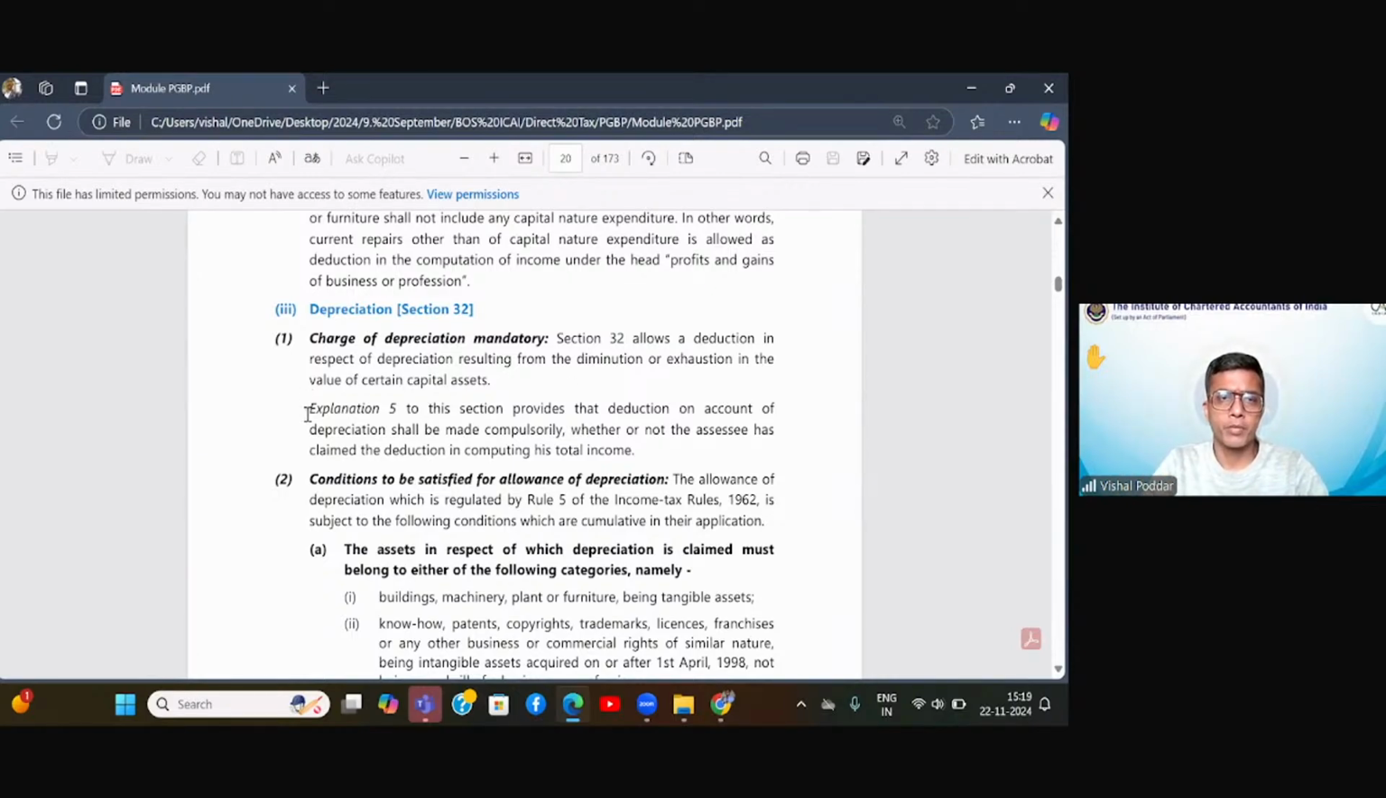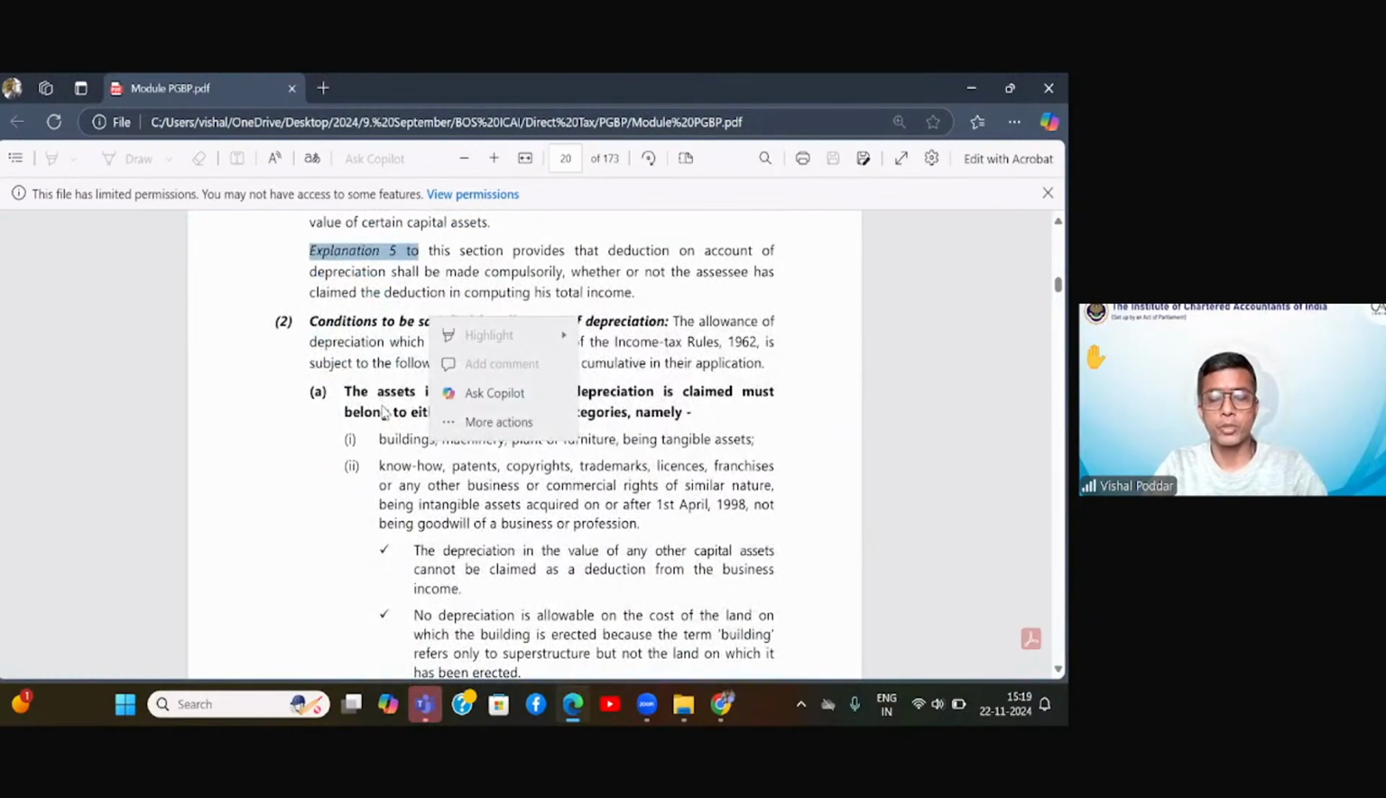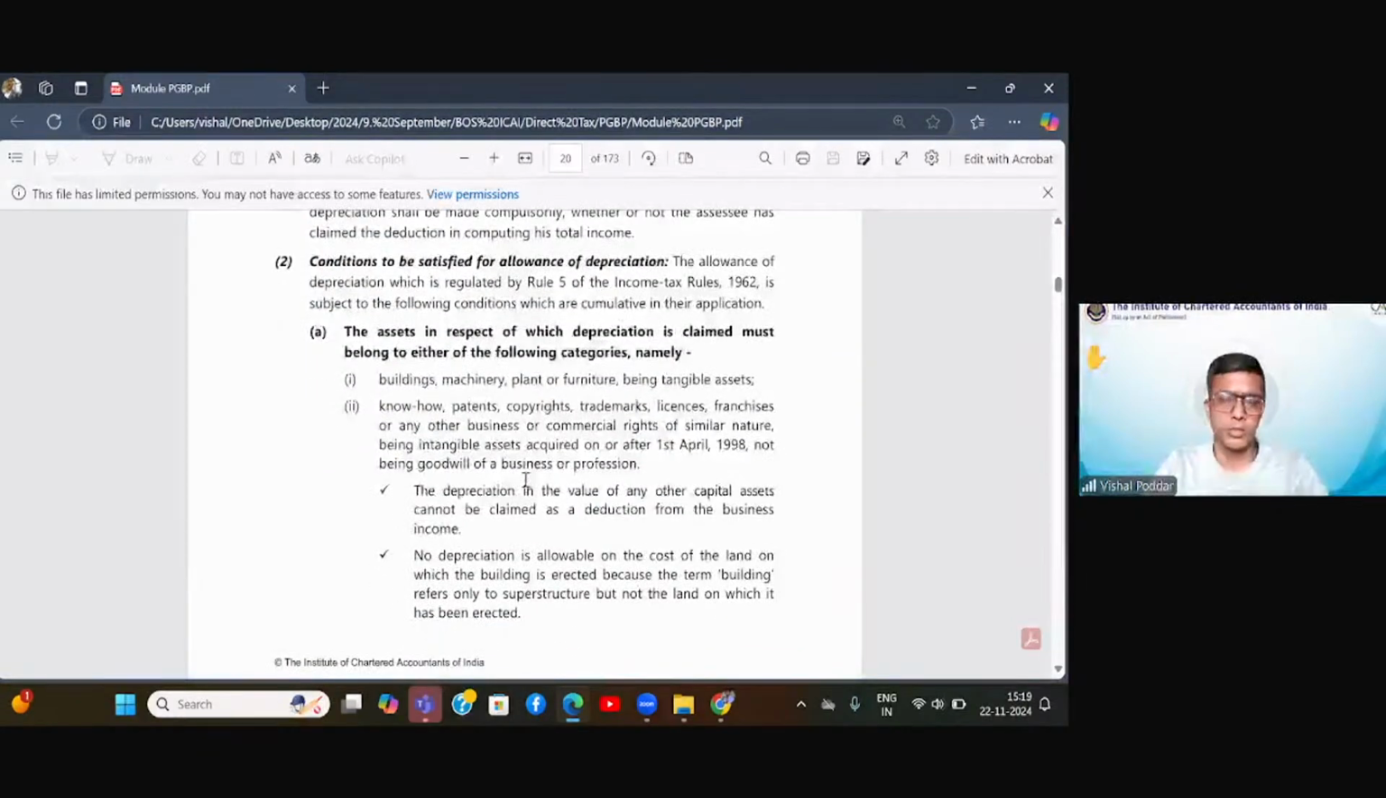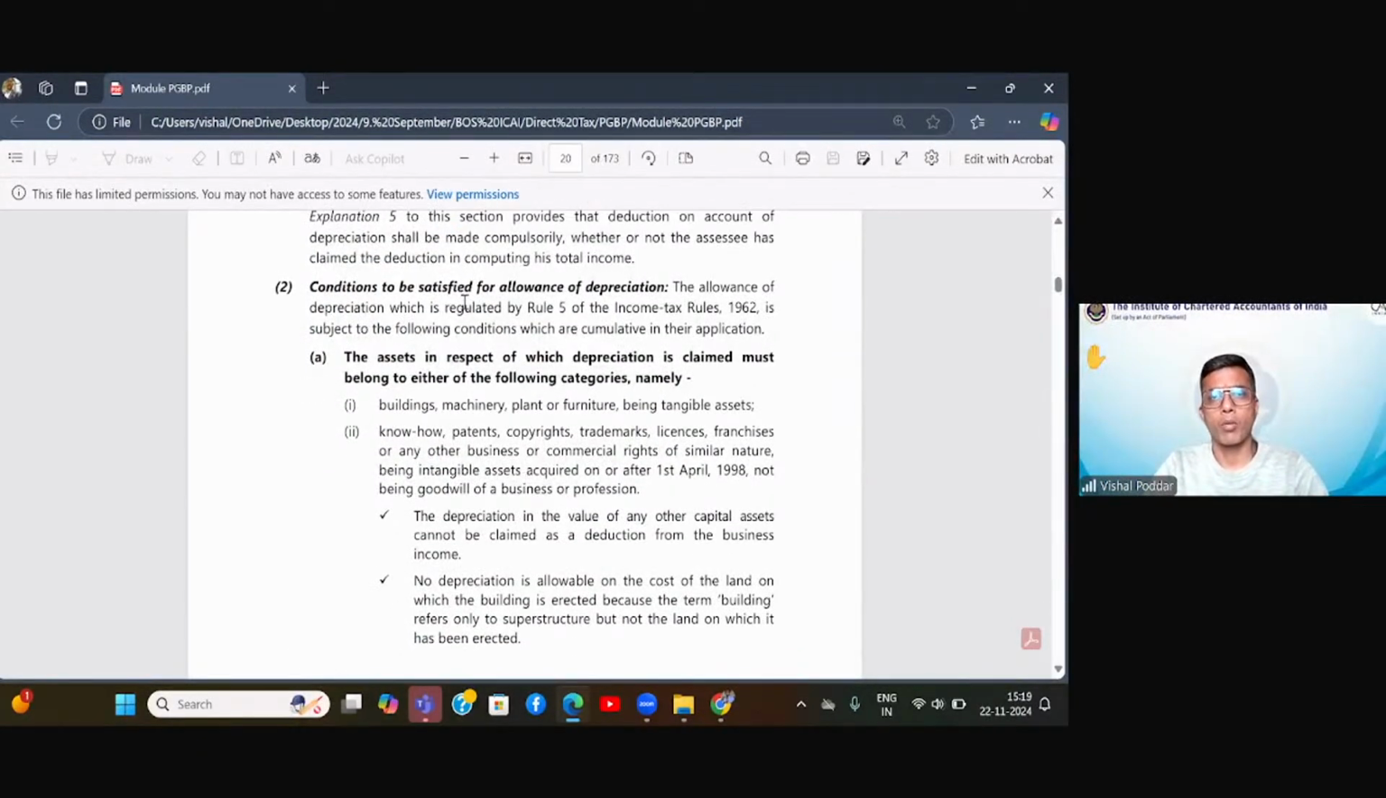First, Explanation 5 says, and we read even this in our notes, that claiming depreciation is compulsory. So you do not have a choice or option. You have to compulsorily avail depreciation. This is what this section says. Further, what are the conditions given for claiming depreciation?